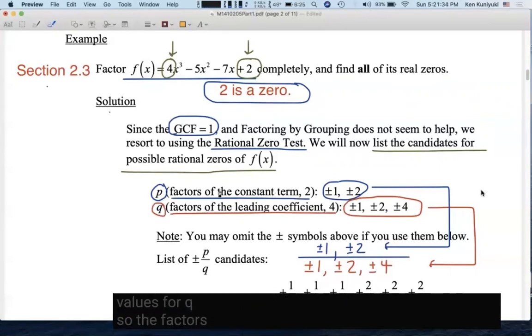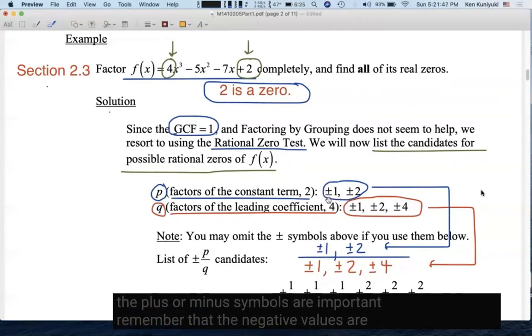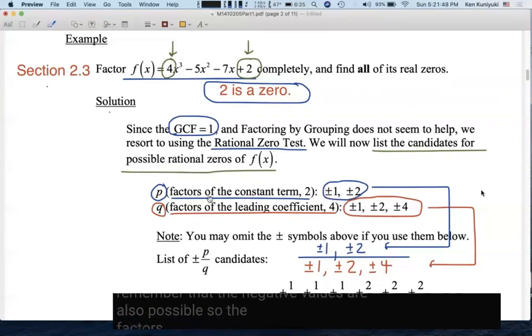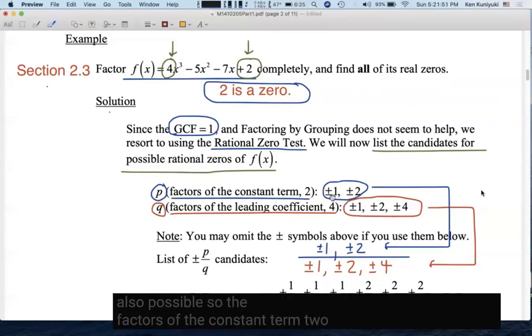So the factors of the constant term are given by plus or minus 1 and plus or minus 2. The plus or minus symbols are important. Remember that the negative values are also possible. So the factors of the constant term 2 are plus or minus 1 and plus or minus 2. The factors of the leading coefficient 4 are plus or minus 1, plus or minus 2, and plus or minus 4.